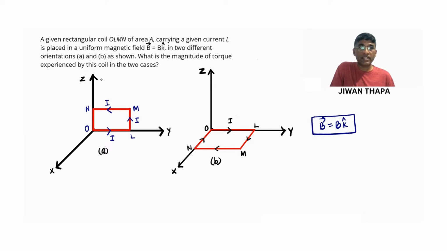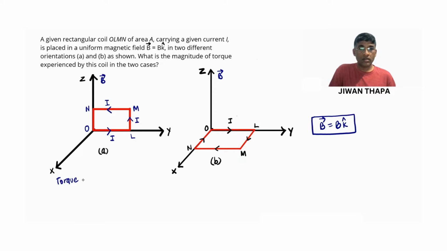So we have magnetic field in both the figures or diagrams acting along positive Z axis. Now we are asked to determine the magnitude of torque experienced by this coil in the two cases. So we are going to use the concept of torque experienced by a current carrying coil placed in a magnetic field.